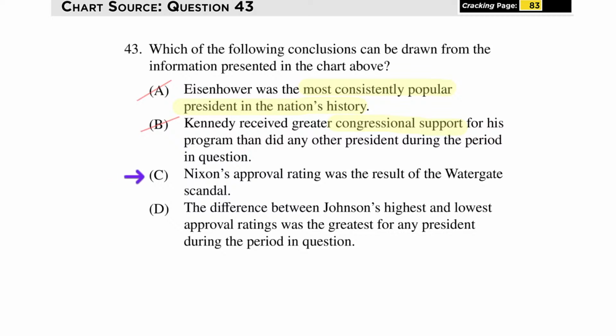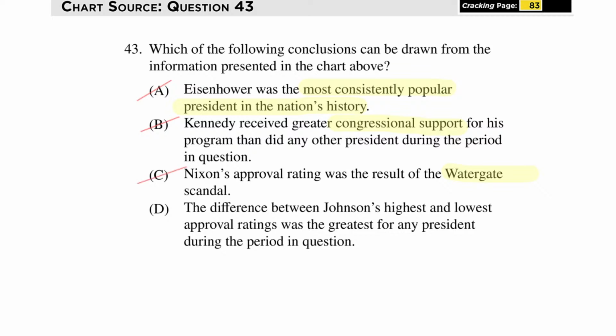How about C? Nixon's approval rating was the result of the Watergate scandal. Okay, we can't use outside knowledge here because the question said, which of the following conclusions can be drawn from the information presented in the chart? So I probably wouldn't even look too closely at C because it wasn't in the chart. So the best answer must be D.